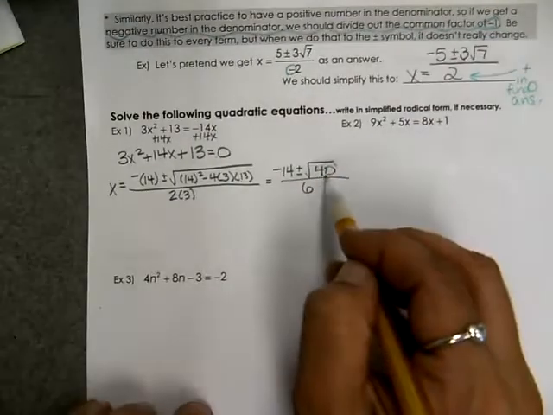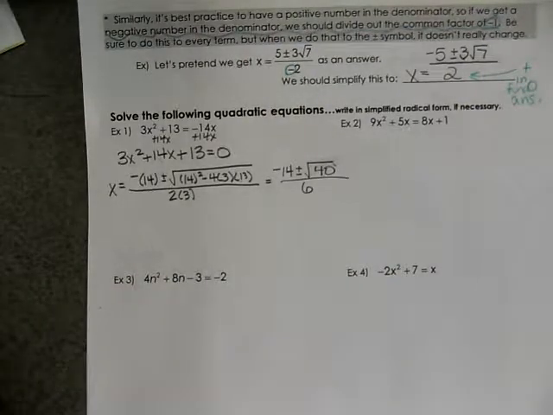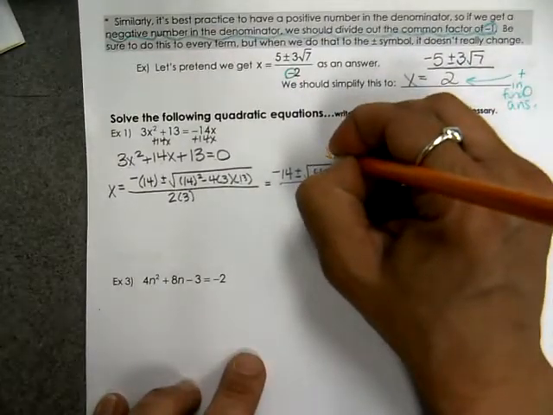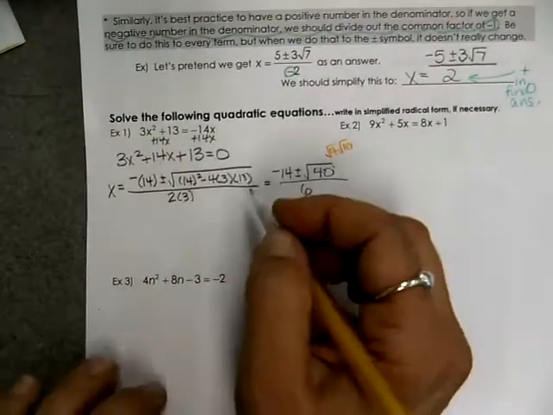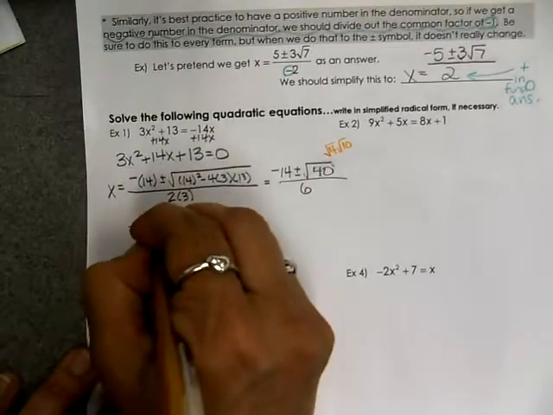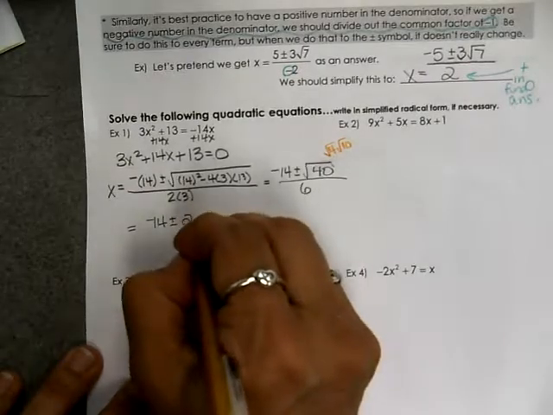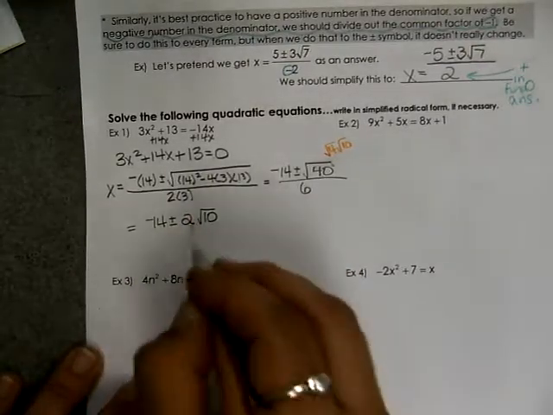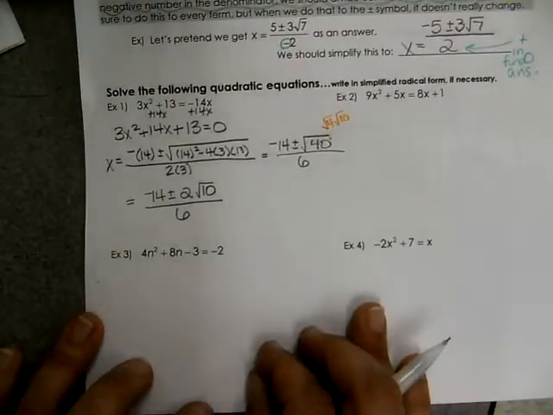Now yesterday we also asked to see if 40 could be simplified. Are there any perfect squares that go into 40? And there are. We could break 40 down into 4 and 10. So that means we should rewrite our answer as negative 14 plus or minus the square root of 4, which turns into just a plain 2. And then root 10 can't be broken down further, so that stays under the radical, and then over 6. So that's kind of what we talked about doing before.